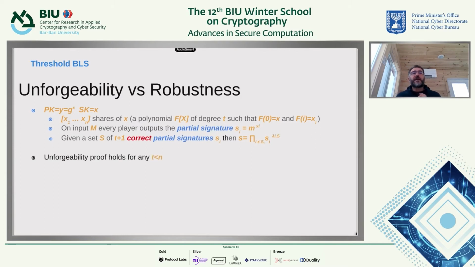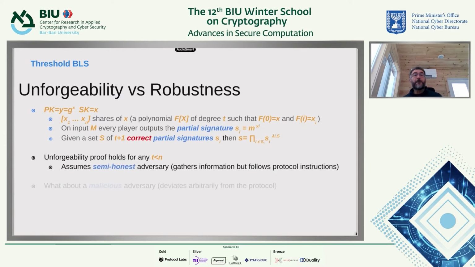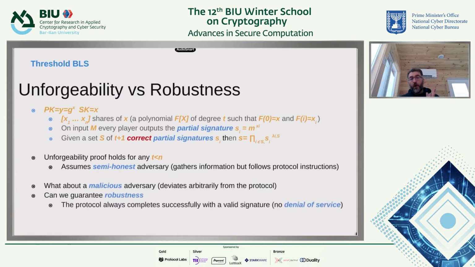Now, if the adversary gives me incorrect partial signatures, what can we do? The unforgeability proof doesn't change. For any t less than n, the adversary will never be able to forge, even if it corrupts everybody minus one of the servers. But if we assume a malicious adversary, how do we guarantee that the protocol always completes successfully with a valid signature without denial of service?